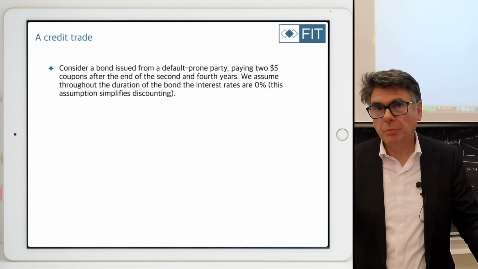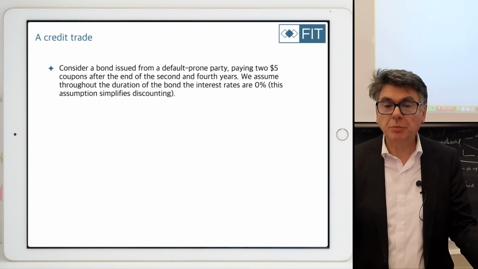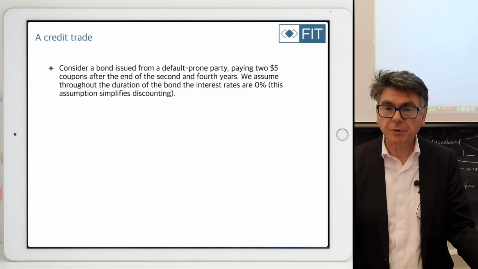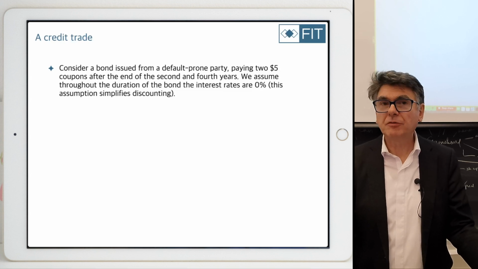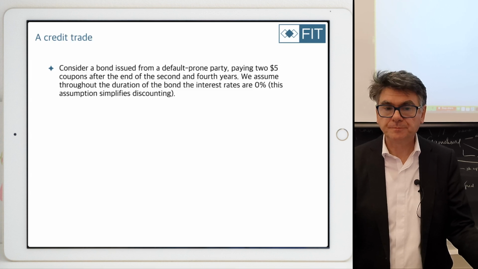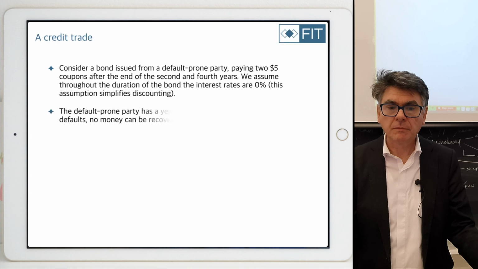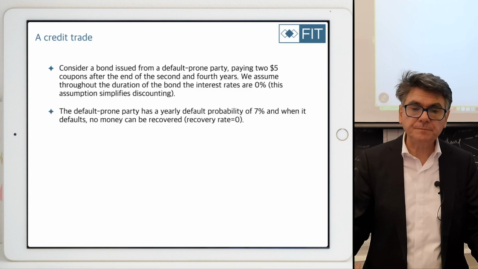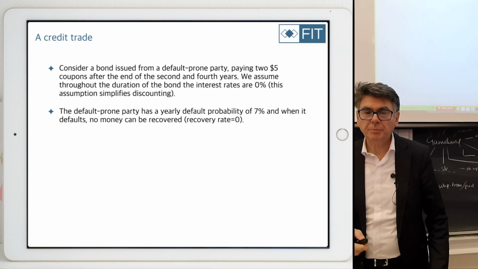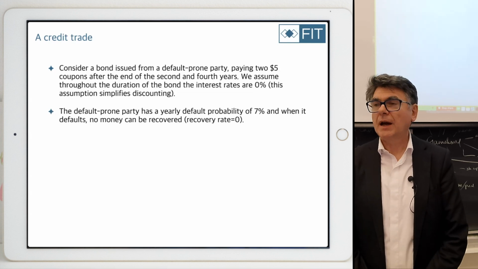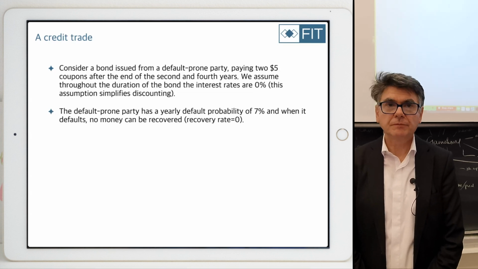It's a very simple bond, a defaultable bond. It's a bond that has only two coupon payments, no principal. It pays $5 at the end of year 2 and $5 at the end of year 4. Interest rates are 0. My counterparty has an annual probability of default of 7% and recovery rate is 0. It's a very simple bond.